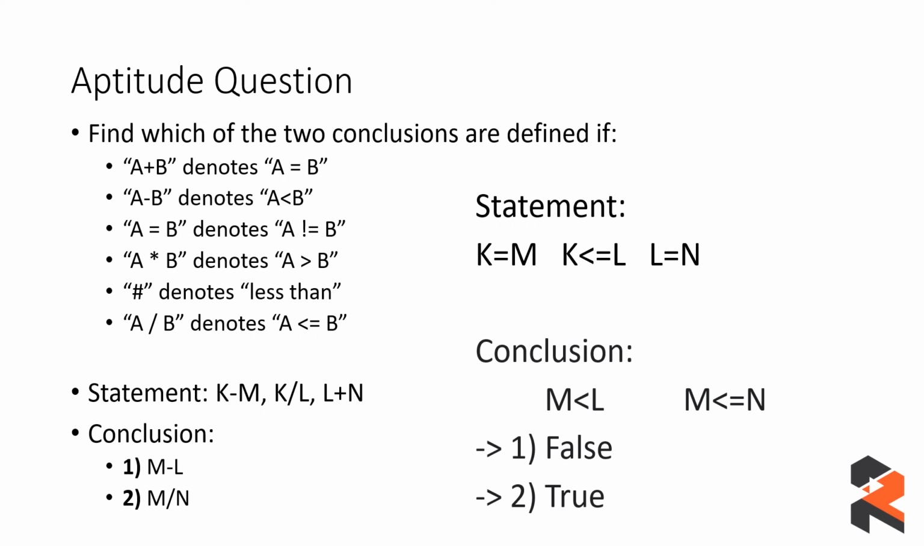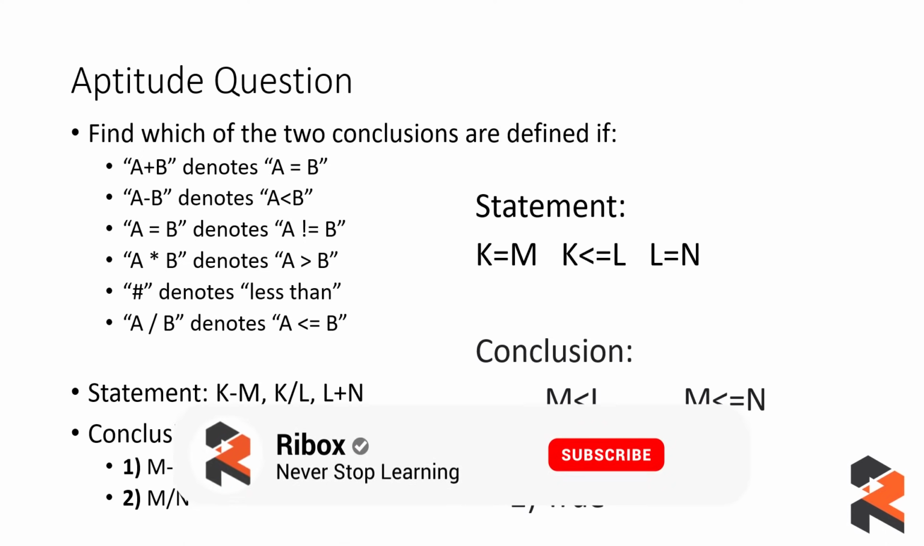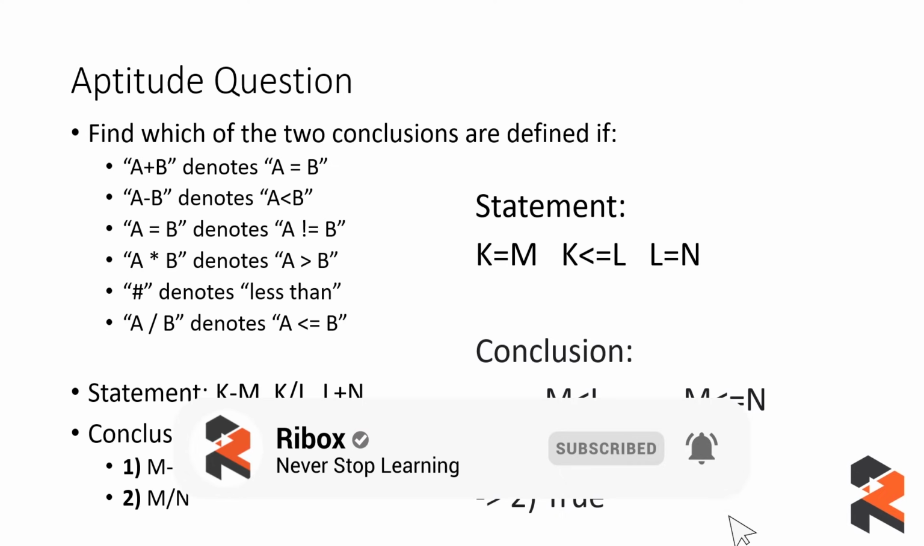One mistake which students commit is they do not convert the conclusions to the required ones. So in this case, if we look at conclusion number 1, that is m minus l, if converted into the given or desired format, it means m is less than l, and the second one, which is m divided by n, will simply mean that m is less than or equal to n.